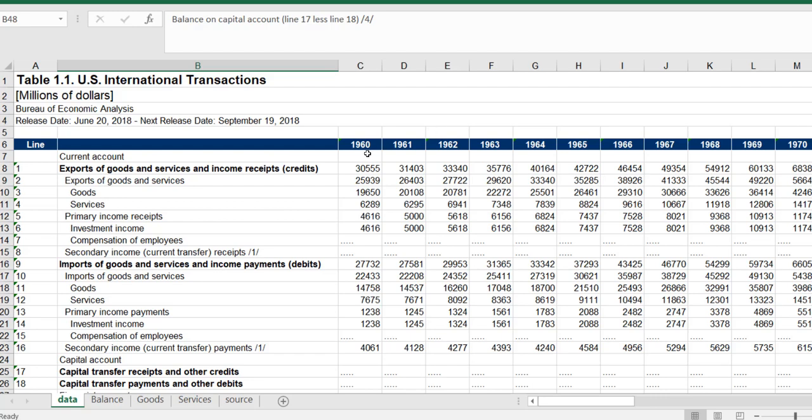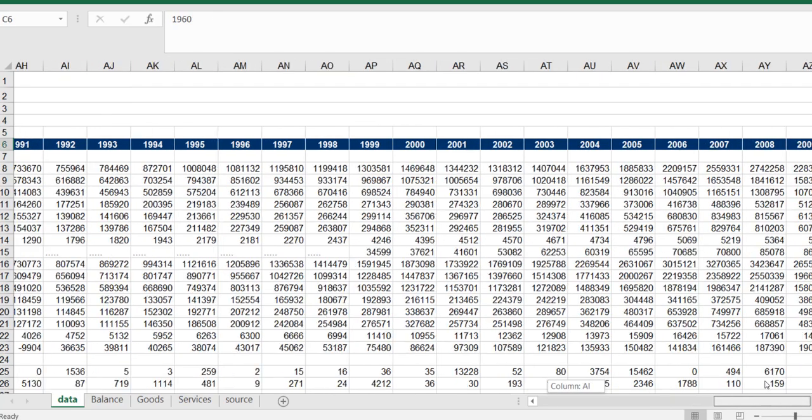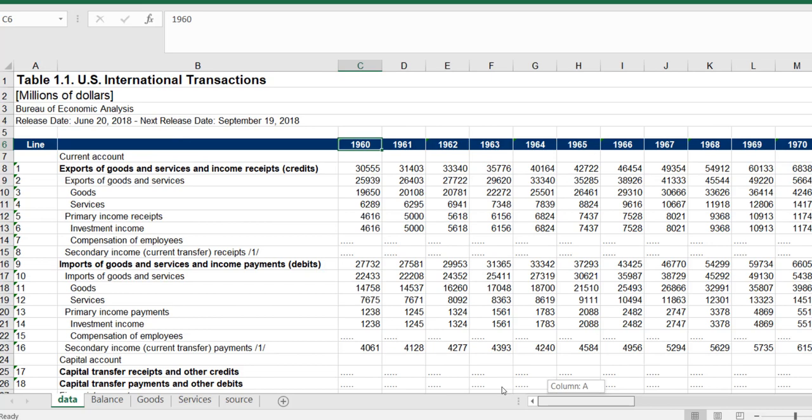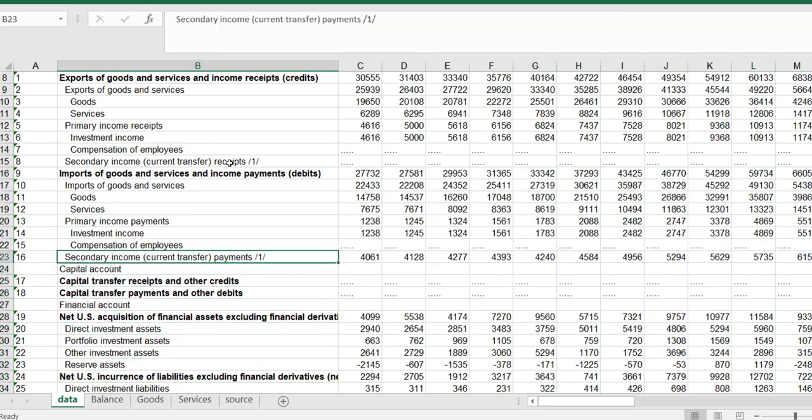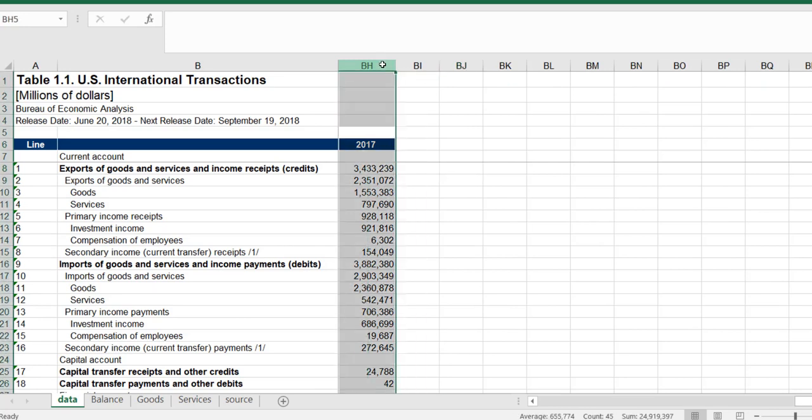I downloaded annual data for all the years available, which are from 1960 up to 2017, and you can see here the several rubrics that comprise, for example, the current account, the rubrics of the capital account, and the rubrics of the financial account. Note that the data is displayed in millions of dollars.